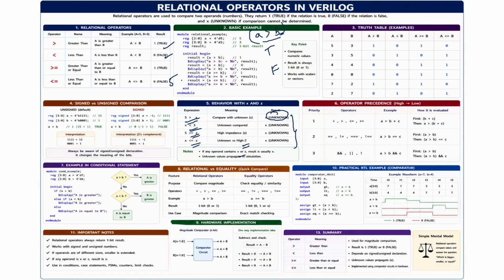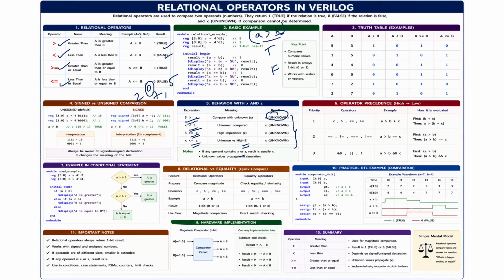That means give any value like 5, 7, 2, 3. In this way we'll give the values, or you can give 0. So only integer values are considered here. See, what are the relational operators? Greater than, less than, greater than or equal to, less than or equal to.